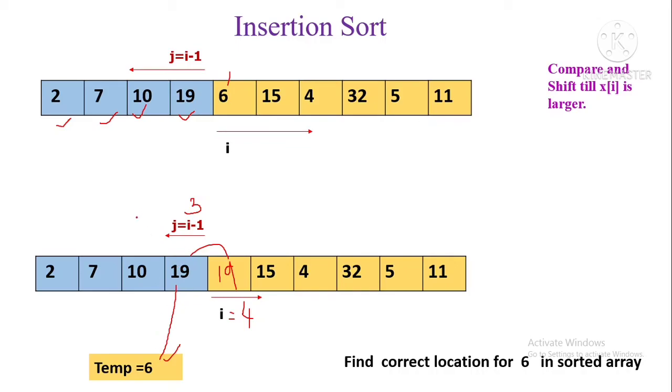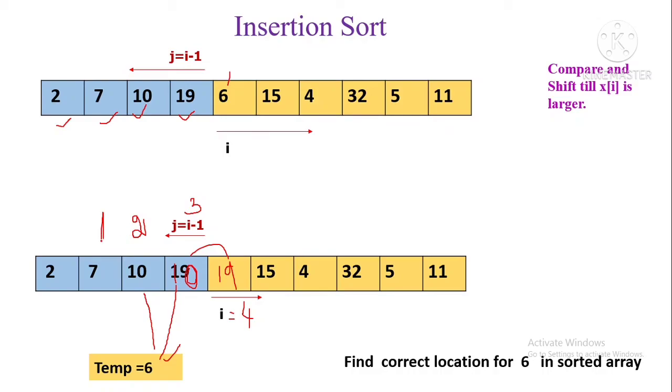Now I am decrementing j's value. See, i is incremented once, and for that I am going to decrement the index j. So I have decremented j, and now 2 is stored in j. Now 6 is compared with 10. Since 10 is greater than 6, I am moving this value here. Again I am decrementing the value of j.